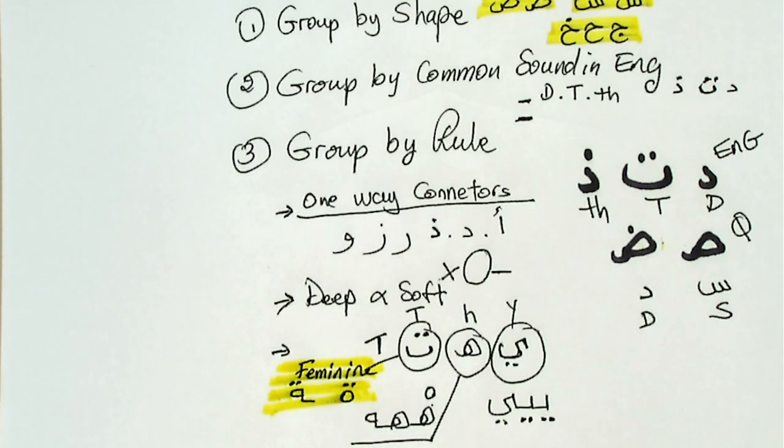So these are the steps that you can follow to learn the Arabic alphabet way faster and to group your letters based on rule, shape, and common sounds.